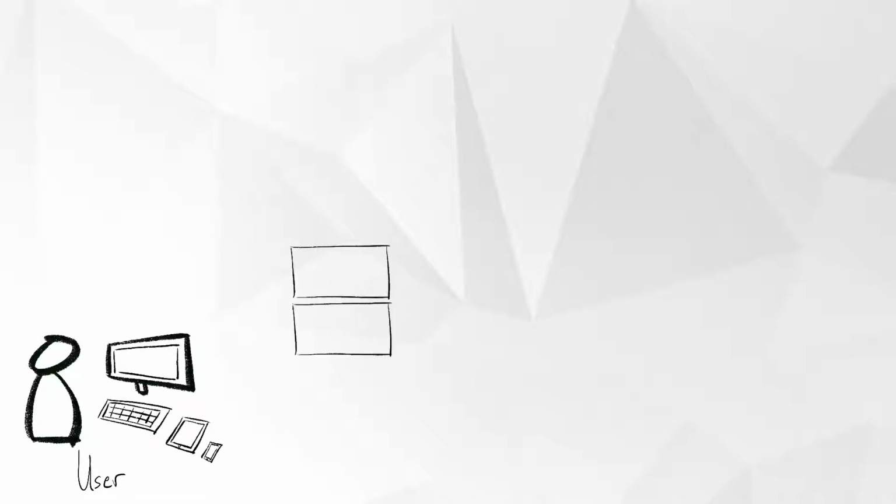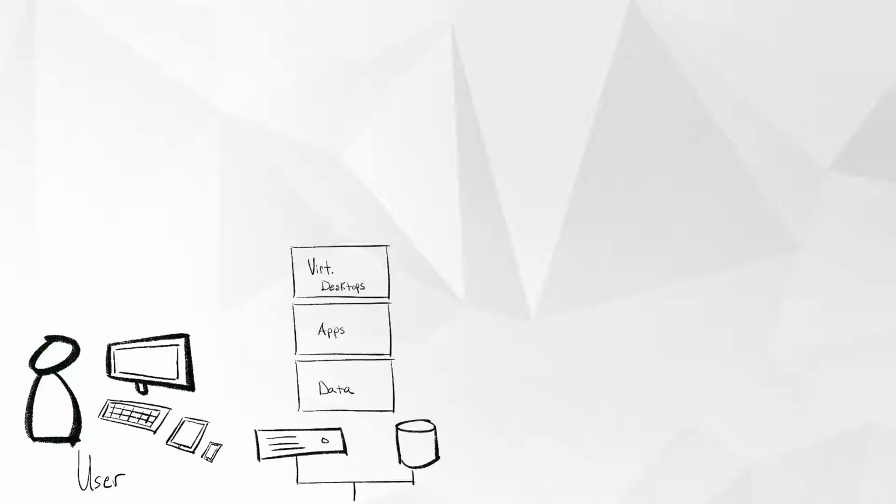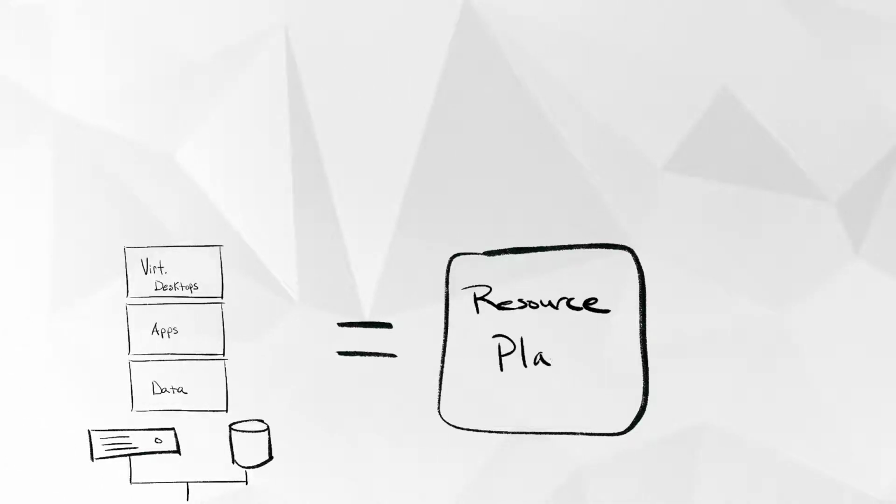Let's look at two key components of a Citrix deployment. In a traditional Citrix deployment, users connect to virtual desktops, apps, and data from any device. So this includes the underlying infrastructure, the servers, the storage, and network. This is what we call the resource plane and where the users connect.